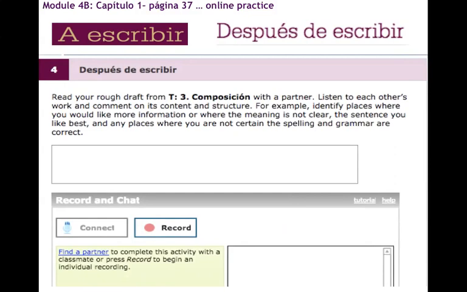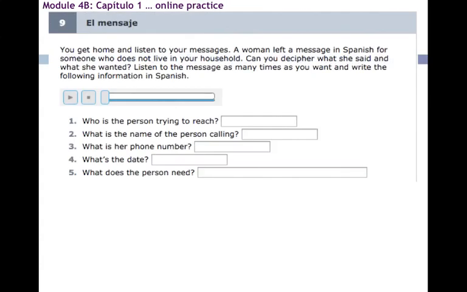And after you write it, I want you to take a screenshot of it because the activity that you will have for practice is reading it aloud. So I'd like you to read it to me. Lee, por favor, en voz alta. One other thing before we exit our module today. You're going to have an activity called el mensaje, the message. There are 5 preguntas. You'll escuchar el mensaje.